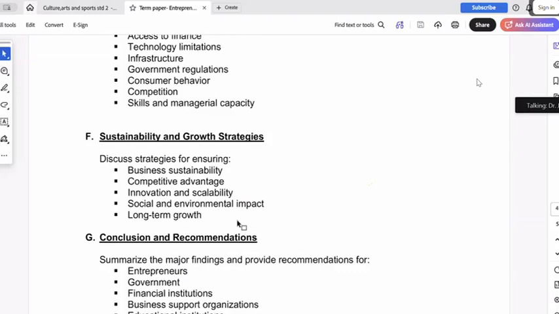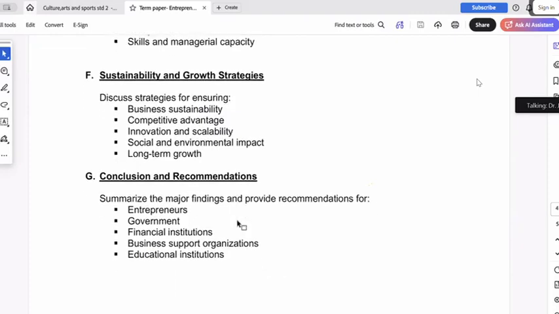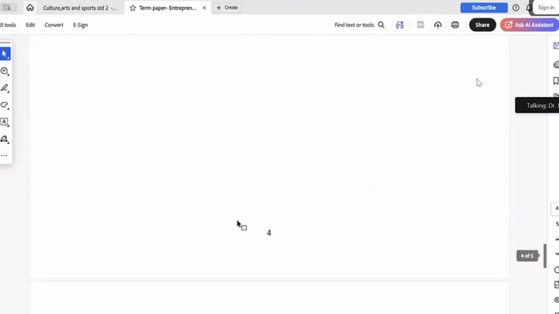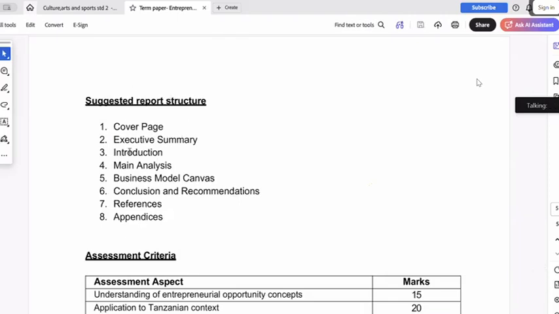In the last part, you need to give conclusions and recommendations. You need to summarize the major findings and provide recommendations for entrepreneurs, government, financial institutions, business support organizations, as well as education institutions. So I propose the report structure.